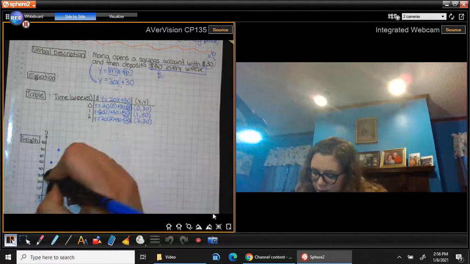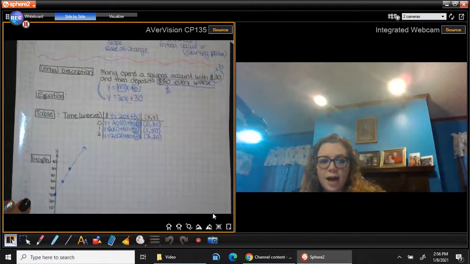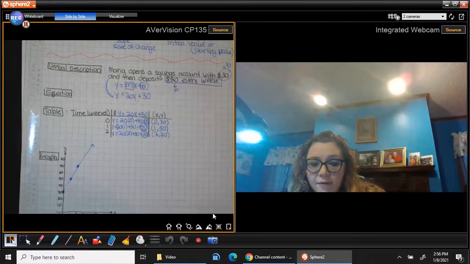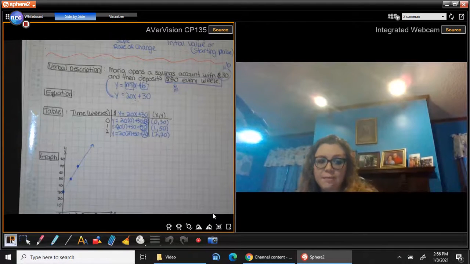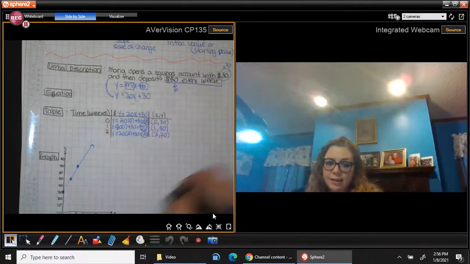Okay, I have my graph. So I have 4 different representations, and they all represent the same function. It's just represented in 4 different ways. So you can have a function represented in 4 different ways, but still all be the same. So all of this is connected, okay?